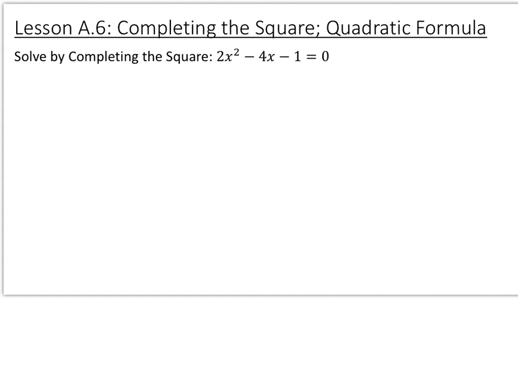Section A.6 is completing the square in the quadratic formula. So I have an equation here, 2x squared minus 4x minus 1 is equal to 0, and we want to solve by completing the square. So for the first one, we're going to complete the square all on one side of the equation.